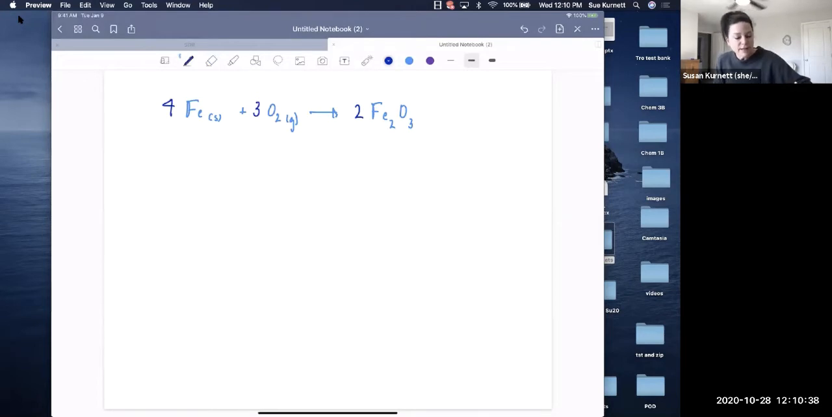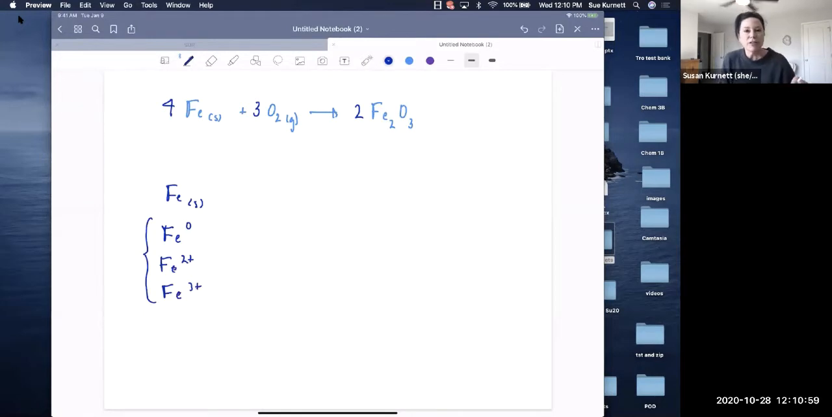So here I've written iron as a solid. Another way that I could have said that is iron with no charge. Could iron have charges? Sure. Iron could be +2 or +3. These are the three possibilities for iron. If iron has a net charge of 0, if iron is a solid and an element and a metal, why is that?